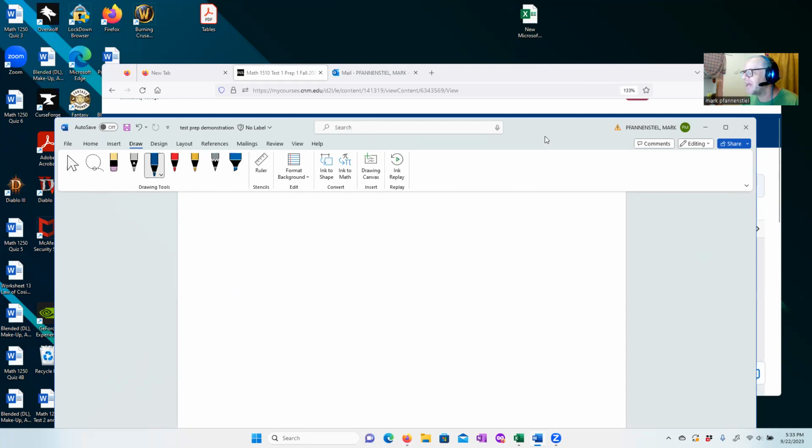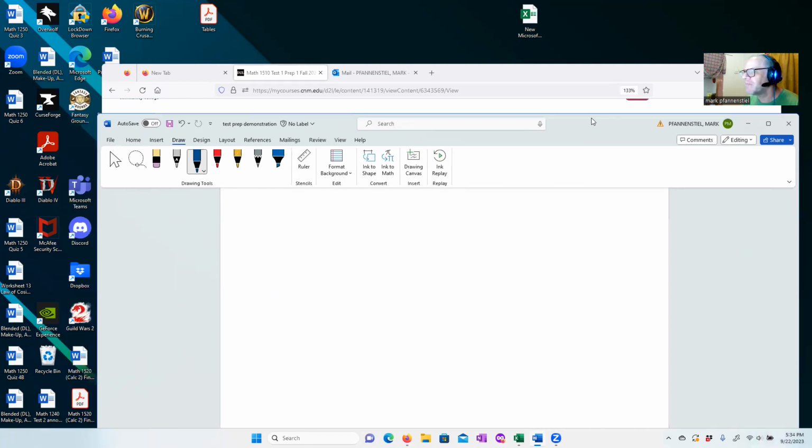Let's see, the next problem here: the limit as x goes to 0 of the square root of x plus 3 minus the square root of 3, all over x. Again, if I just try direct substitution, we get root 3 minus root 3, which would be 0, divided by 0. That's not going to work.